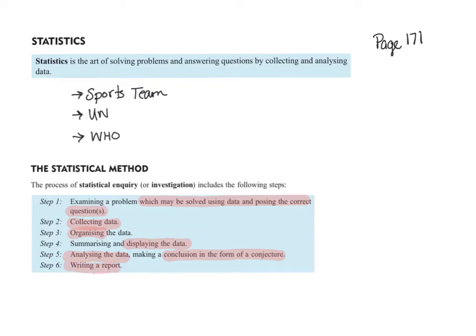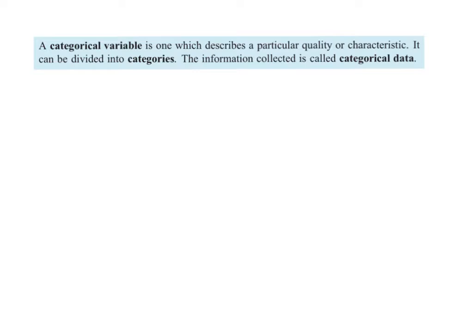Next, there are a couple of different types of variables that we're going to focus on. The first one that we commonly deal with is a categorical variable. This is one which describes a particular quality or characteristic, so it can be divided into categories. Some examples of this would be, think about how you get to school.